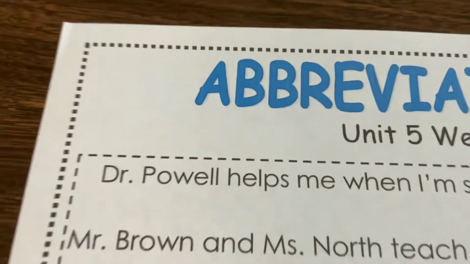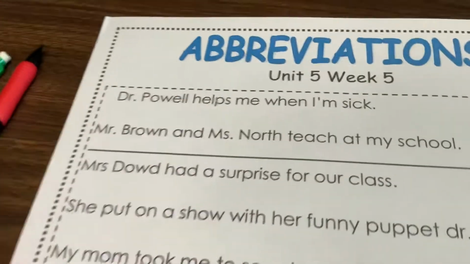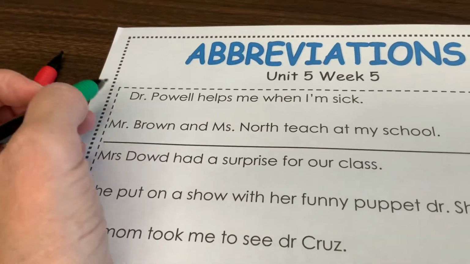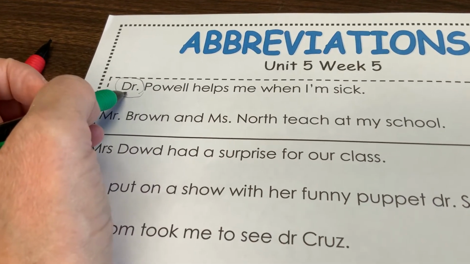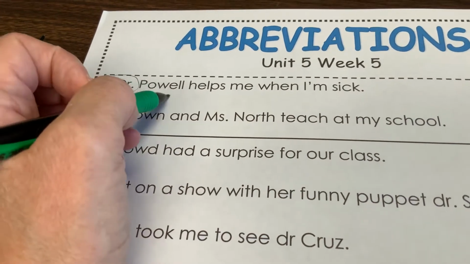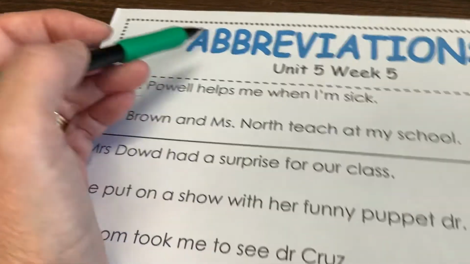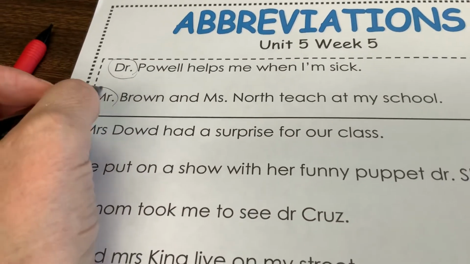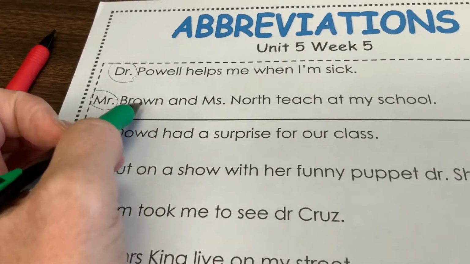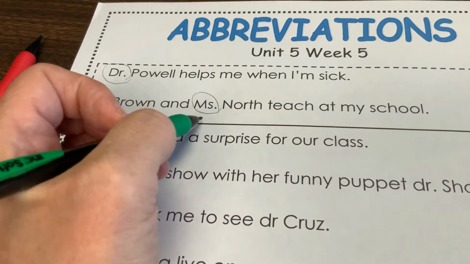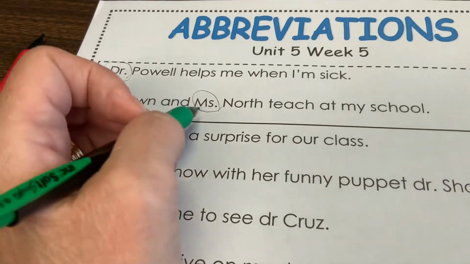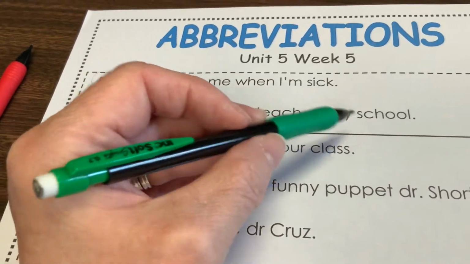Okay, here we're just going to look at and see if we can see what the abbreviations are. Right here, I see capital DR period, so that says what? Dr. Pal helps me when I'm sick. Then we have capital MR period, Mr. Brown, and here's one we haven't had before, MS period, that's Ms. Okay, Mr. Brown and Ms. North teach at my school.